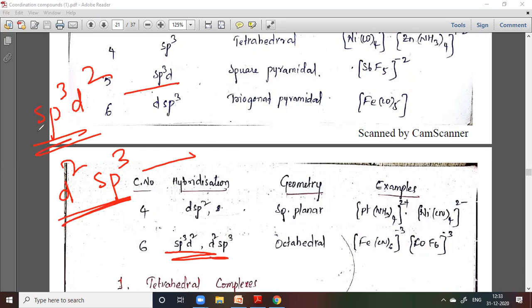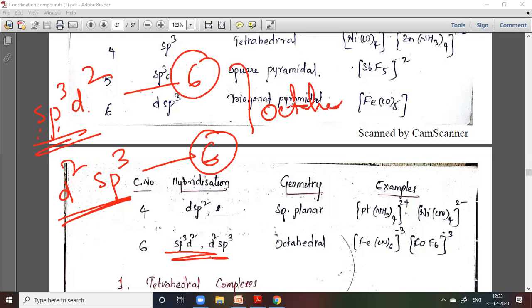You can observe here, you can count the hybrid orbitals: 1 plus 3 is 4, 4 plus 2 is 6. So the coordination number will be 6 and the structure will be octahedral. For this also it is octahedral. But there is a small difference between sp3d2 and d2sp3.